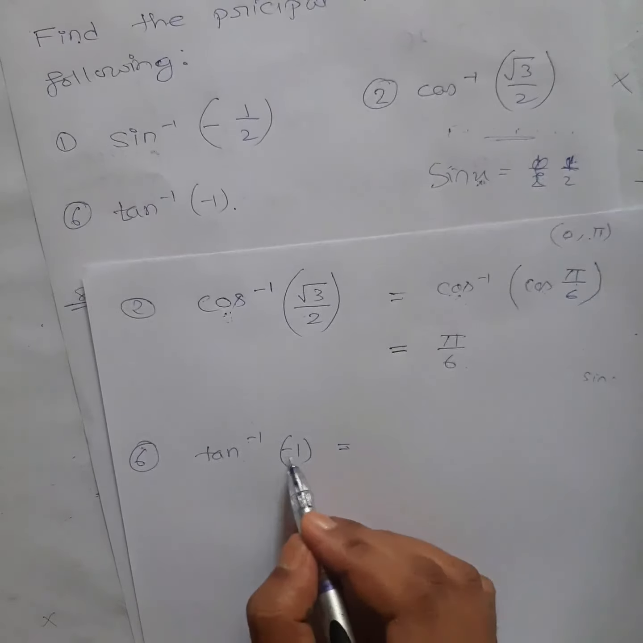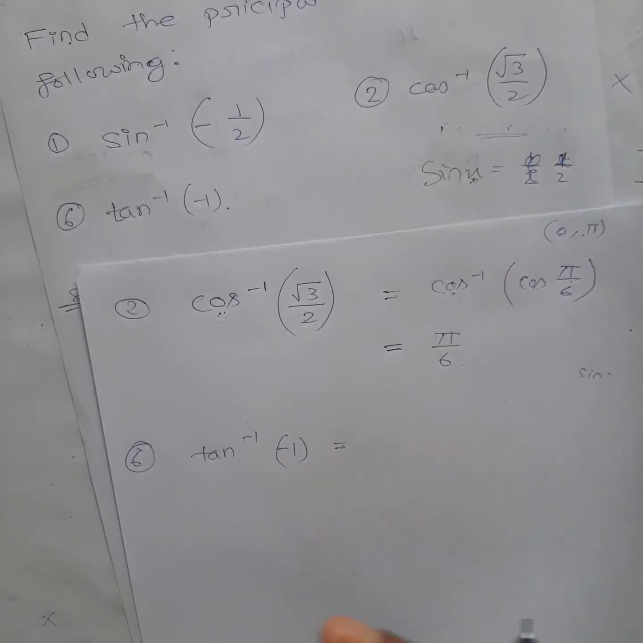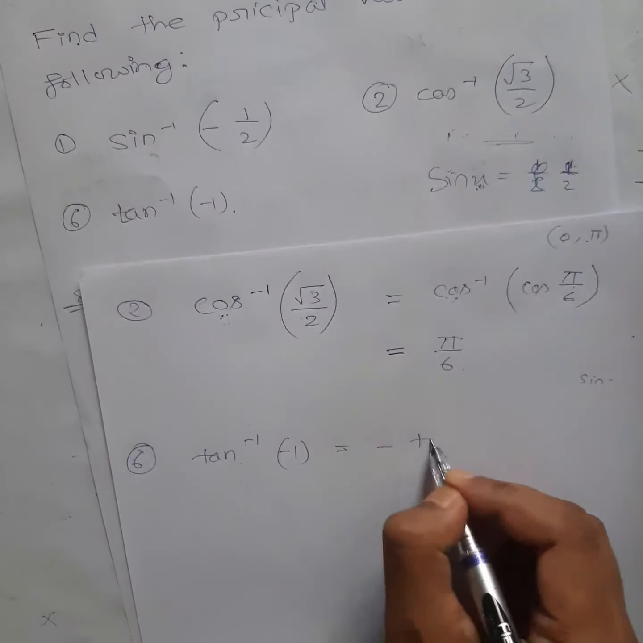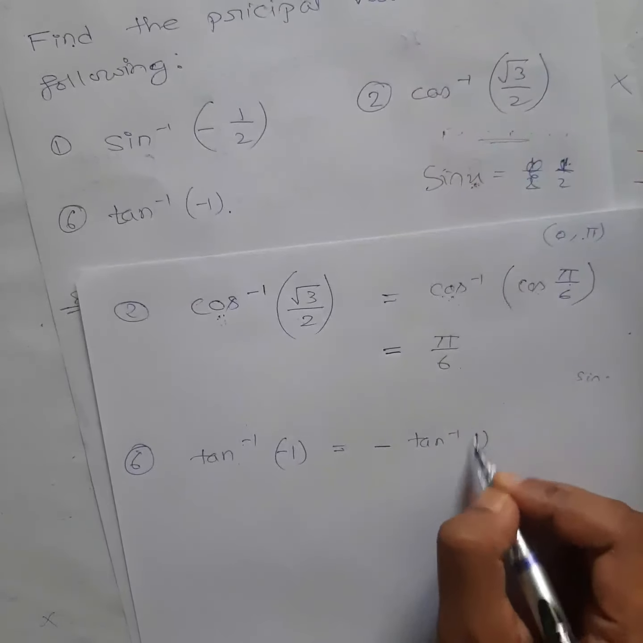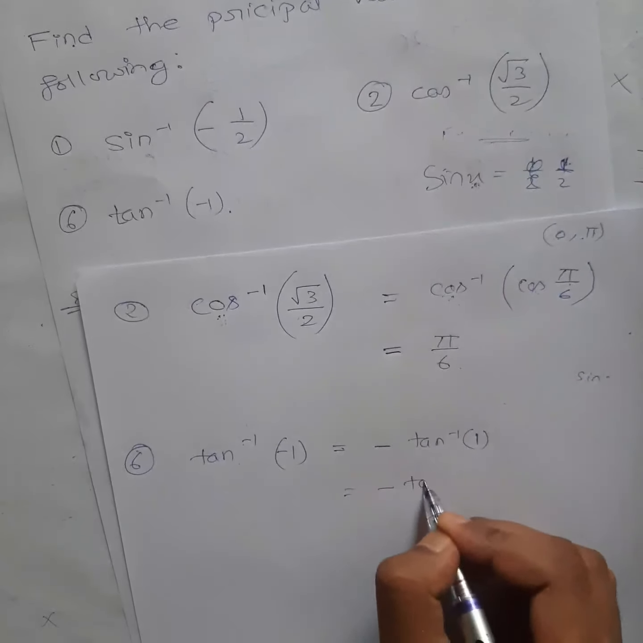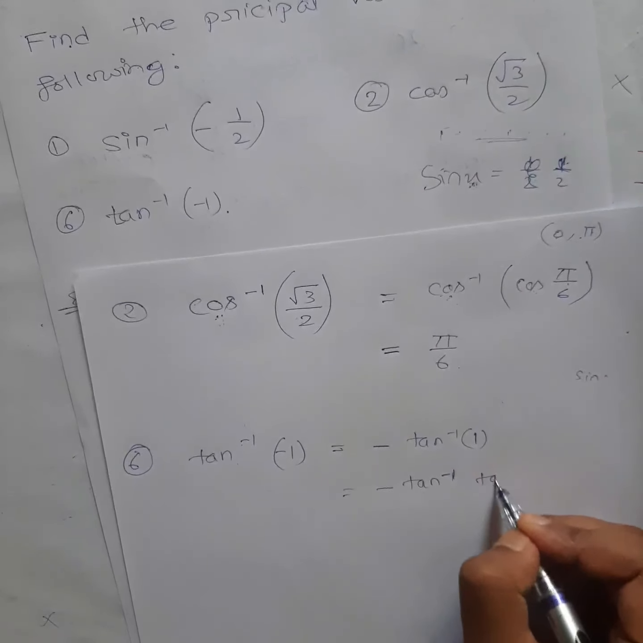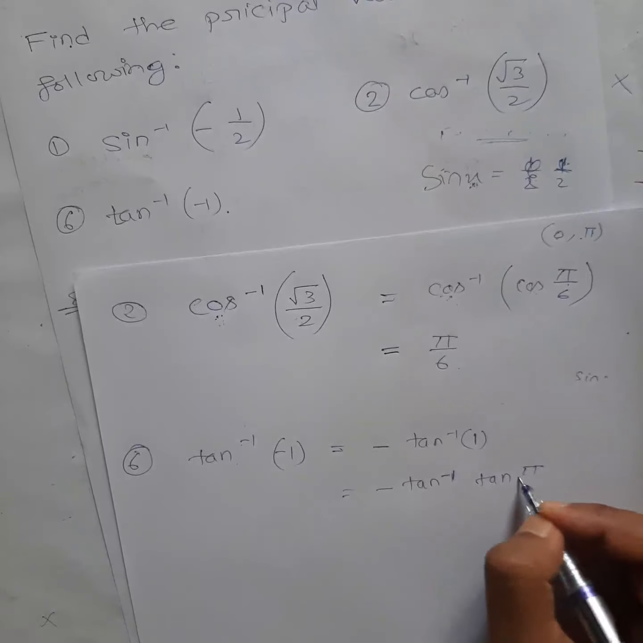So tan inverse of minus, this is from your sine family, so you can remember it in this way. This will give out its negative sign outside. So negative tan inverse 1. Now for what angle is it 1? You have to find out that. Tan of 45, right? So pi by 4.